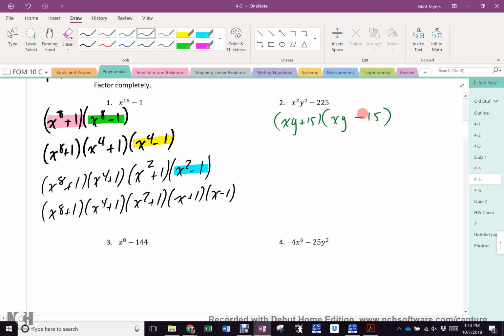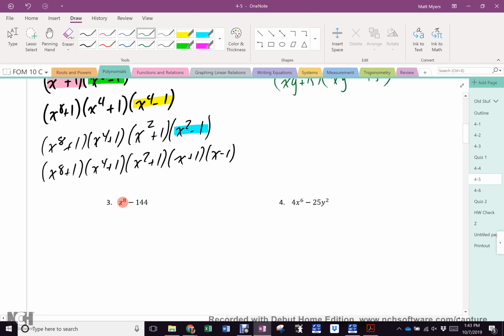Yes, and then 15 times 15 is 225, so I'm good. Everybody okay? Great, let's do 3. Is that a perfect square? Yeah, it is. Is that a perfect square? Yeah, it is. So what's the square root of z to the 8th?